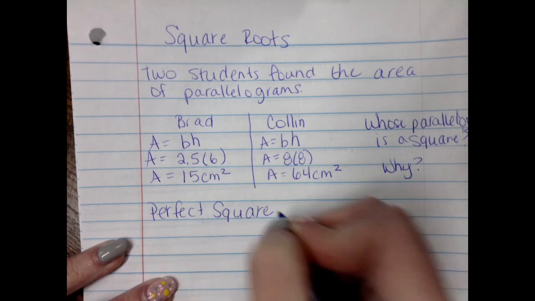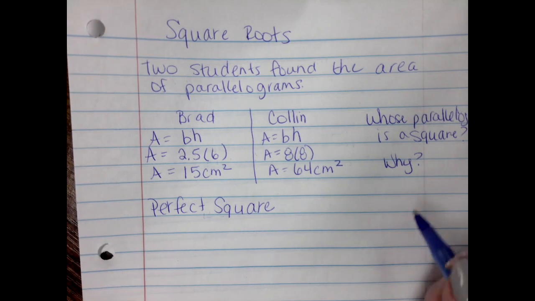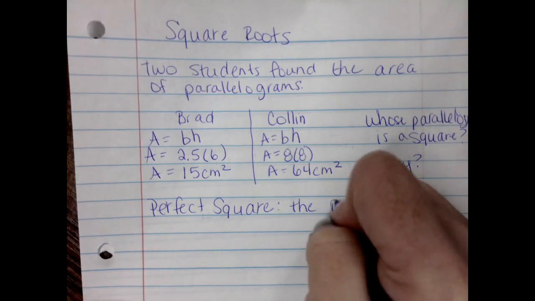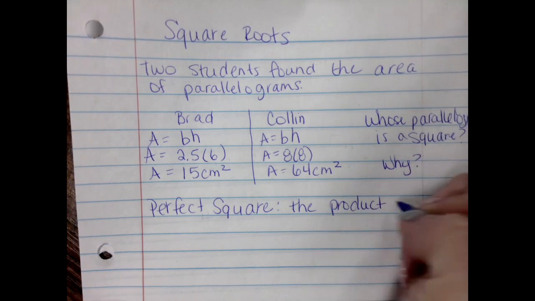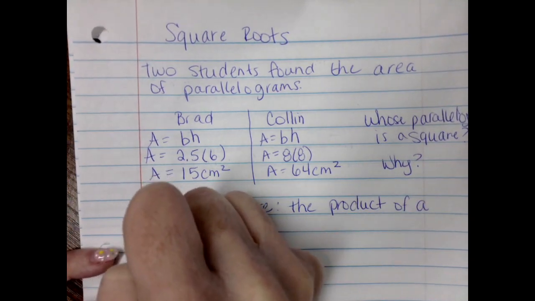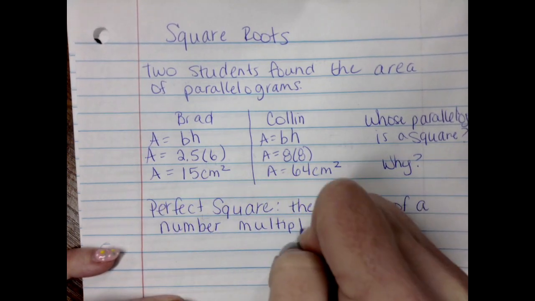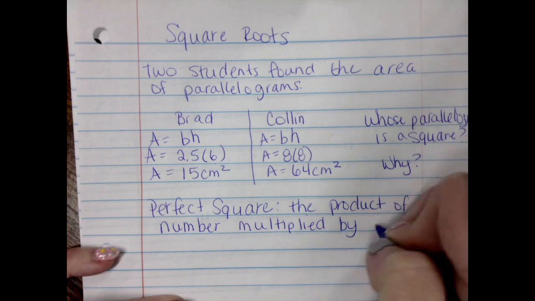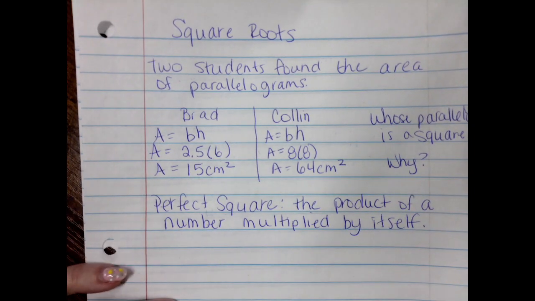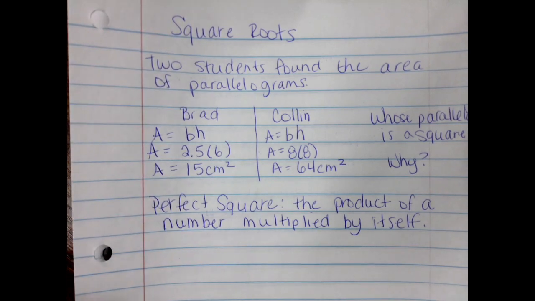And when you visualize a perfect square, it will make a square. A perfect square is the product of a number multiplied by itself. So I'm going to list out the first 15 perfect squares.